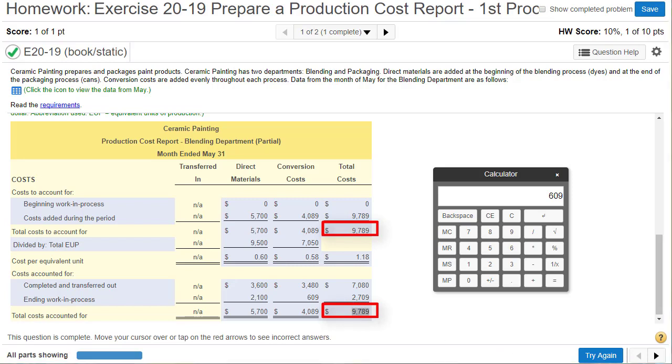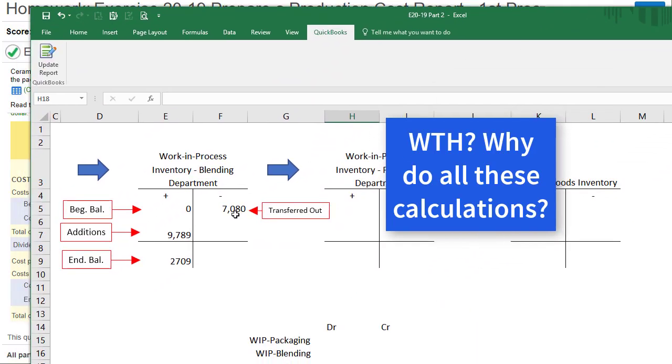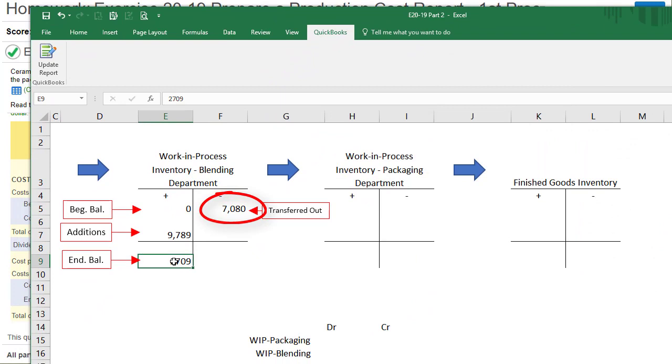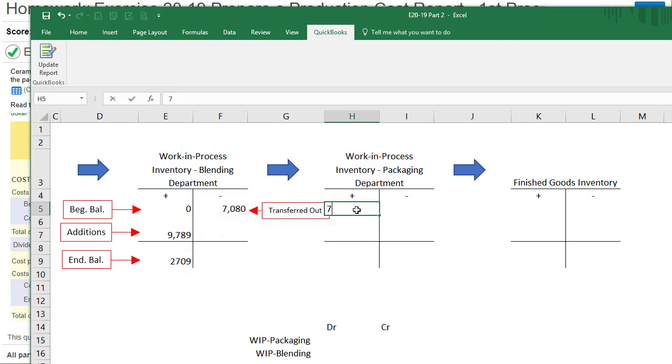So you may be wondering, why are we doing all this work? Well, two reasons. We had to do all that work to get this number and the ending balance. And why do we need this number? Well, this number is transferred out, meaning they will be going into the next department, which is packaging, as the transferred in costs.